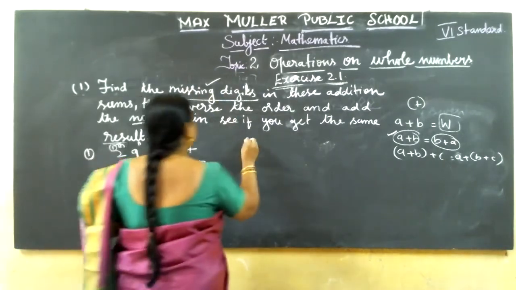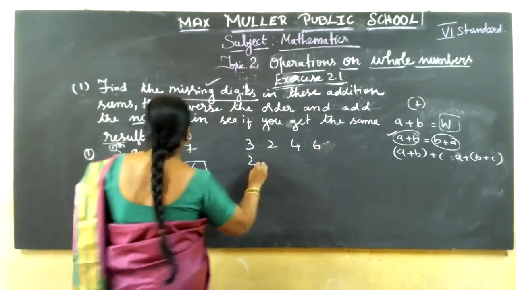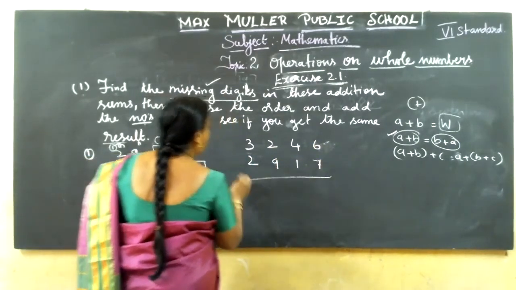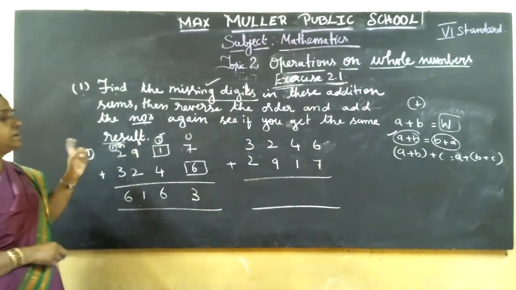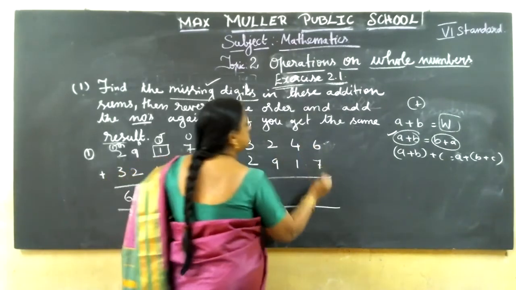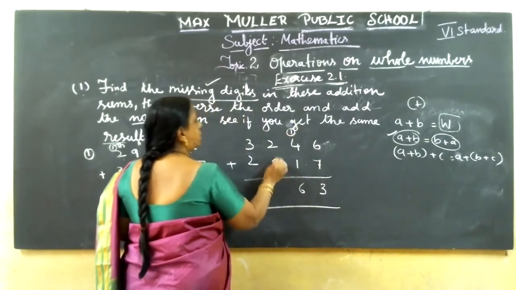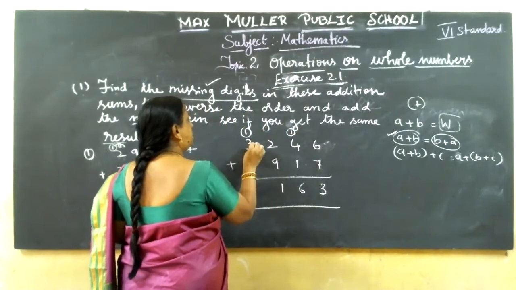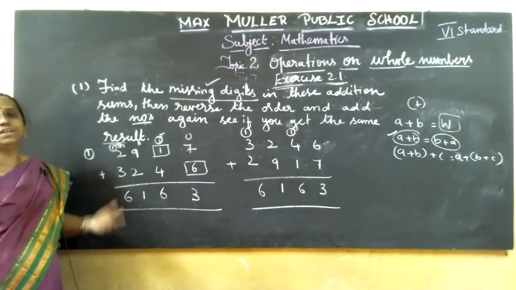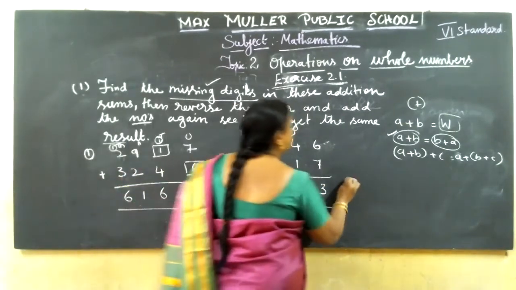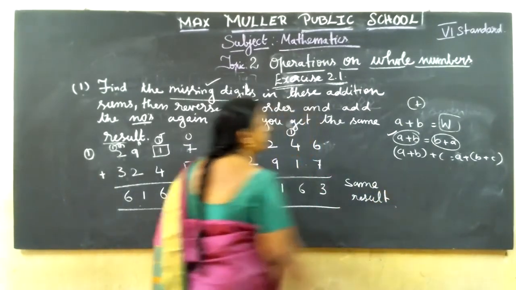Take the first number, 3, 2, 4, 6. Then the next, 2, 9, 1, 7. Now add and check. See if you get the same result or not. So we add 6 plus 7 is 13. 1 carry, 4, 5, 6, 9, 10, 11, 1 carry. 3, 6. Yes, we got the same result. So if you change the order also, we get the same result. Which property is this? Commutative property, same result. It won't affect the result.